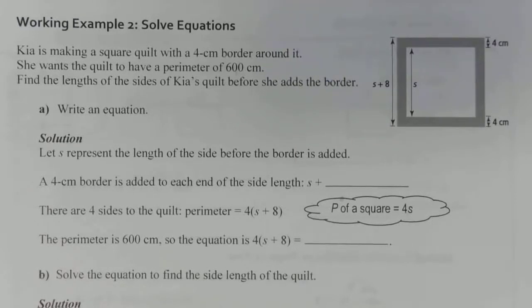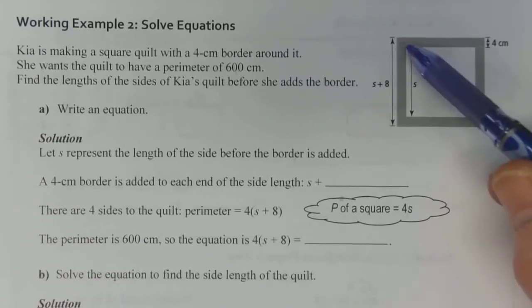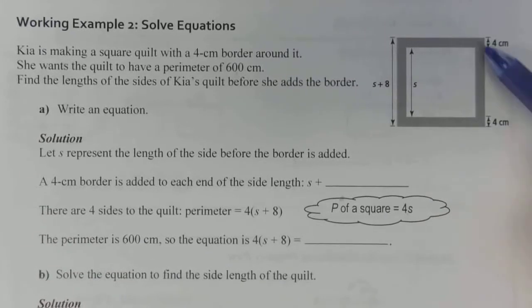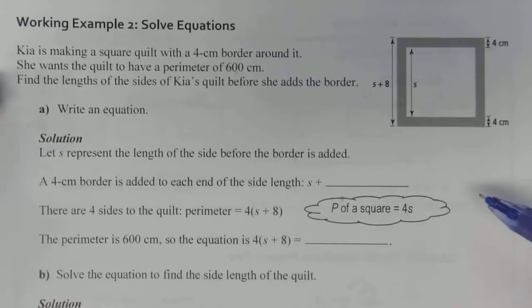Working example number 2, solve equations. Kia is making a square quilt with a 4 centimeter border around it. So we've got a picture here. This is a 4 centimeter border. She wants the quilt to have a perimeter of 600 centimeters.